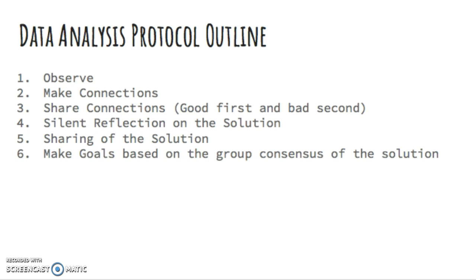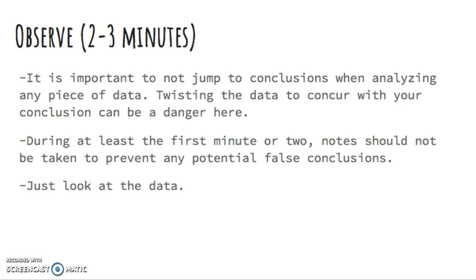So the first thing that we need to look at is an outline of the actual protocol, and it can be divided into 6 different parts. First, observe. Second, make connections. Third, share connections, the good first and the bad second. Fourth, silent reflection on the solution. Fifth, sharing of the solution. And sixth, make goals based on the group consensus of the solution. So we start with the first one, which is observe.